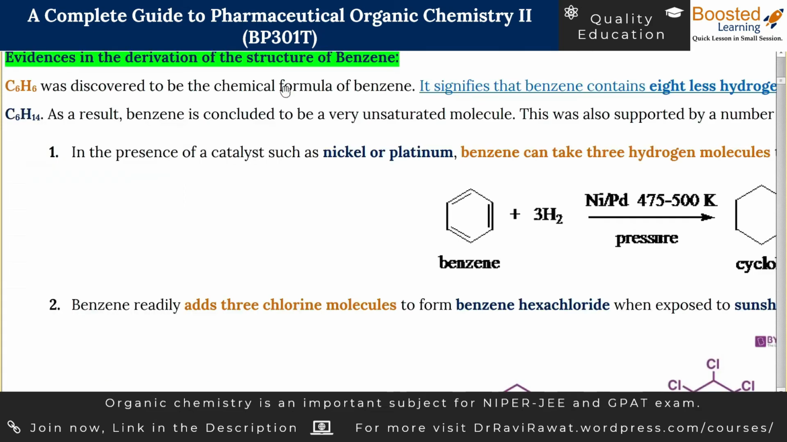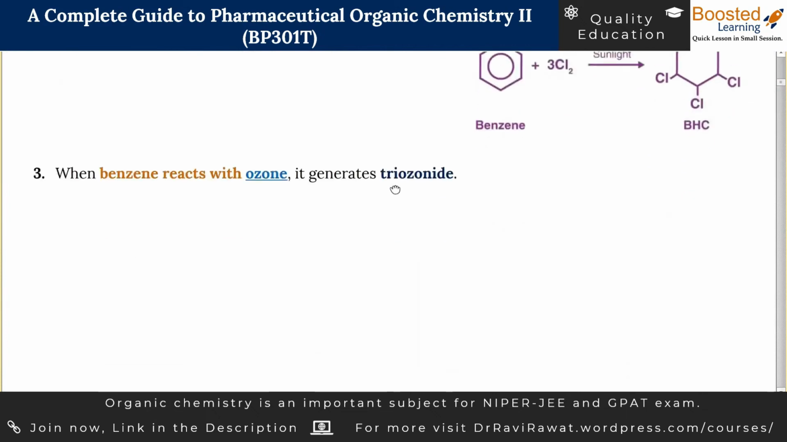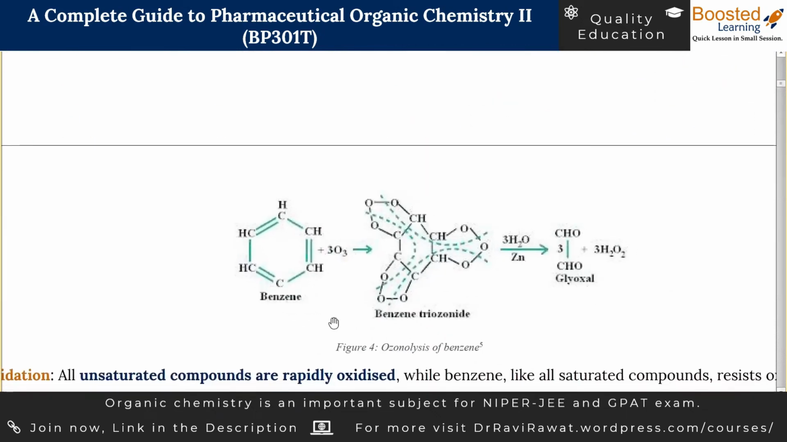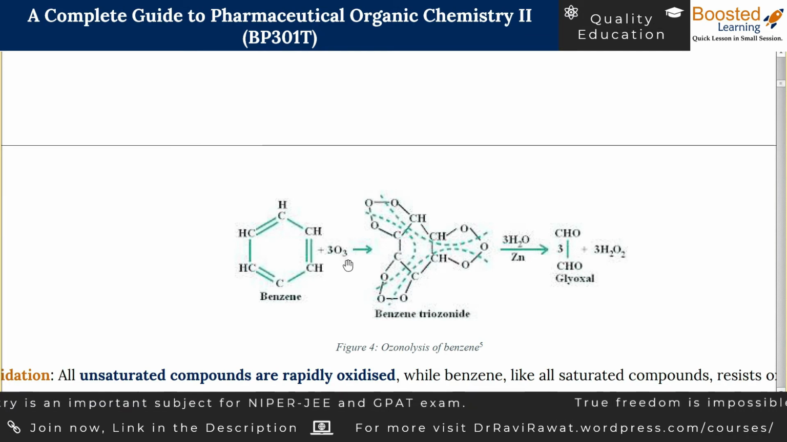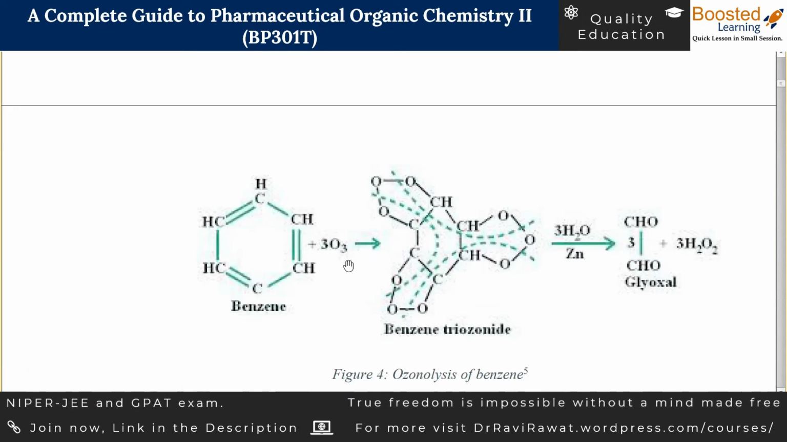But right now the ozone is being used as a reagent. Here you can see benzene is being reacted with O3. O3 is nothing but ozone.